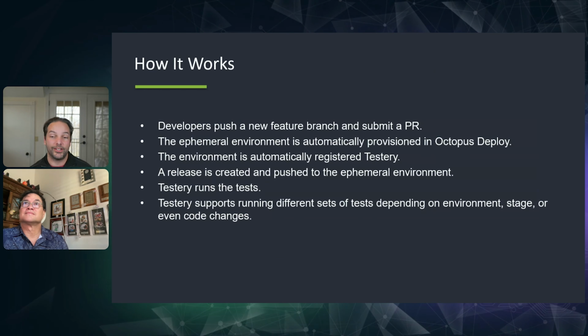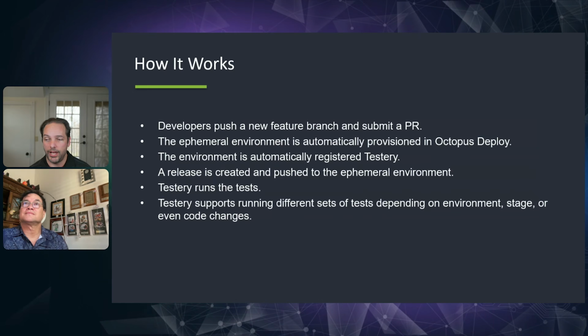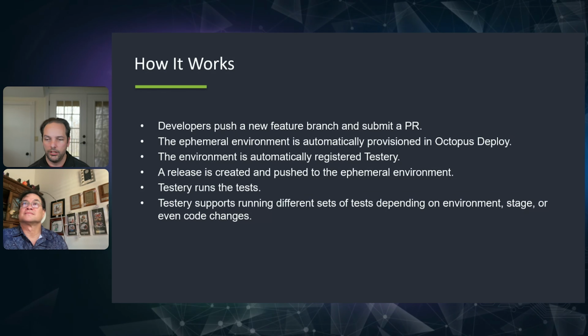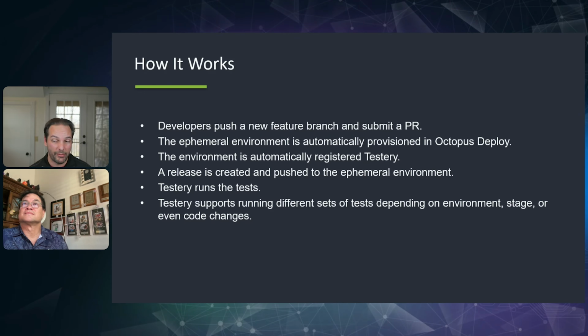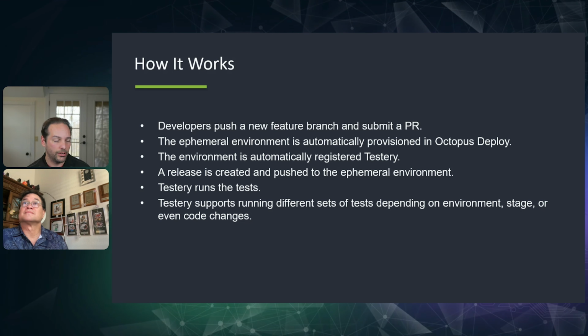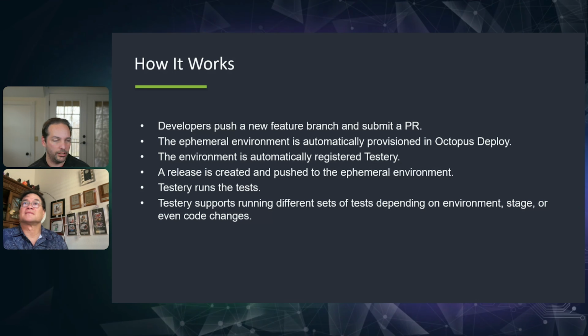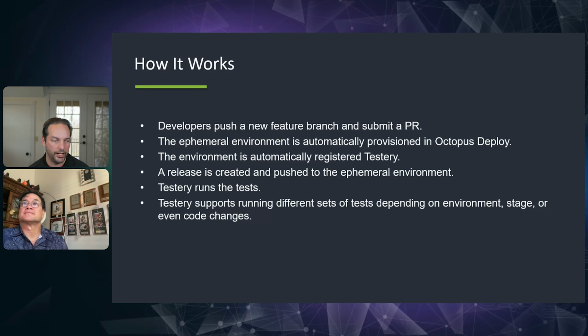And so in terms of how it works, now developers push a new feature branch and submit a PR. The ephemeral environment is automatically provisioned in Octopus Deploy. That environment automatically gets registered with Testry. So we have a website. We also have an API and a command line interface.